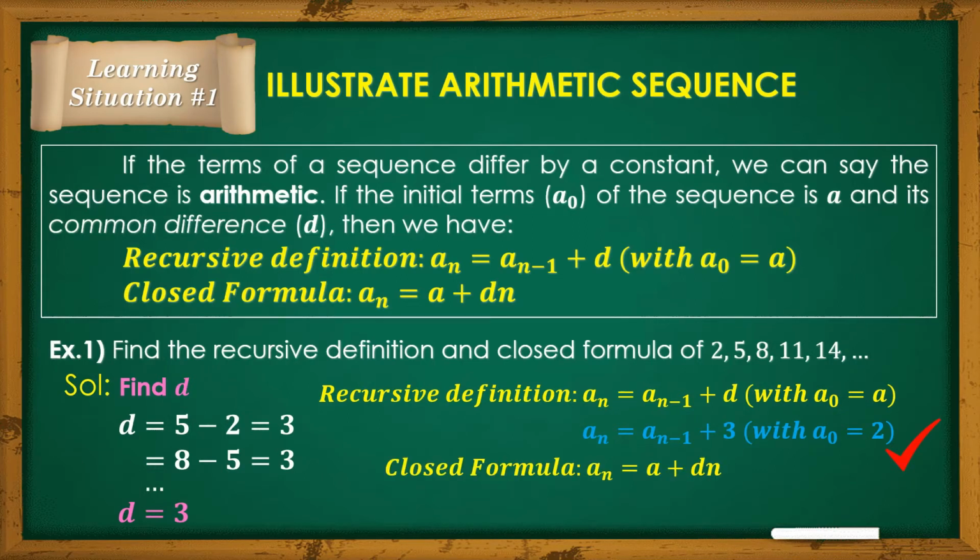How about the closed formula? Again, simple substitution for the common difference and for the initial term. Our initial term is 2, our common difference is 3. So our closed formula is a sub n equals 2 plus 3n.